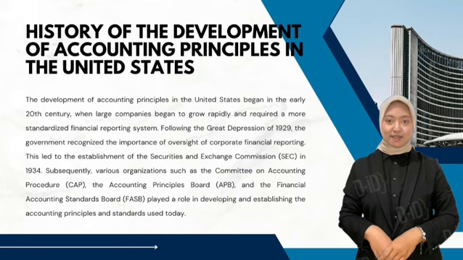After that, various professional organizations began to play a role in developing more systematic accounting principles. One of them is the Committee on Accounting Procedure or CAP, which issues various accounting guidelines. Then the CAP was replaced by the Accounting Principles Board or APB, which attempted to formulate accounting principles in a more structured and consistent manner.